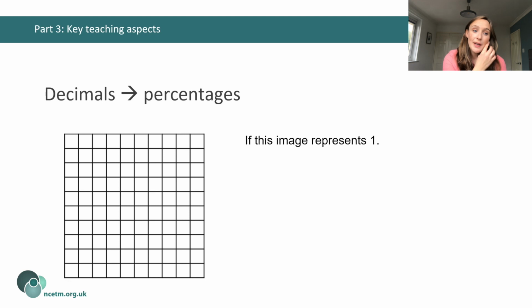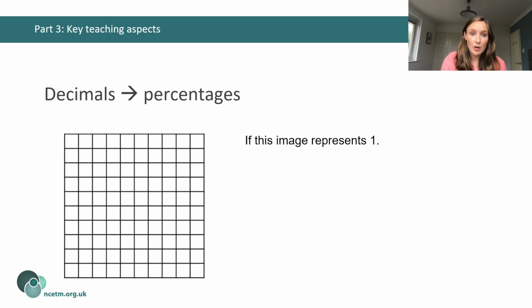So moving on to decimals to percentages, this one is arguably an easier one that students can get from one to the other quite quickly, but whether they have a full understanding of why is where they fall down. And I think the best way to give them that understanding and allow them to familiarise themselves with it is again using a 100 grid, but this time if the image represented 1.